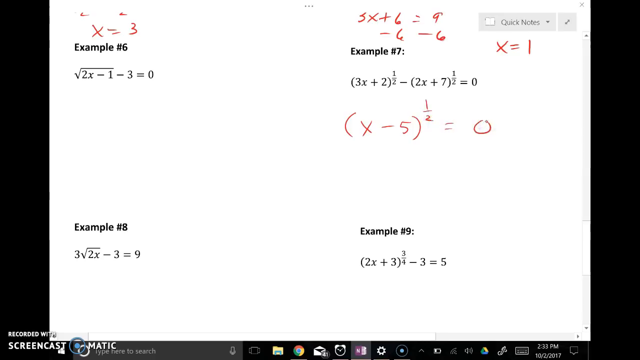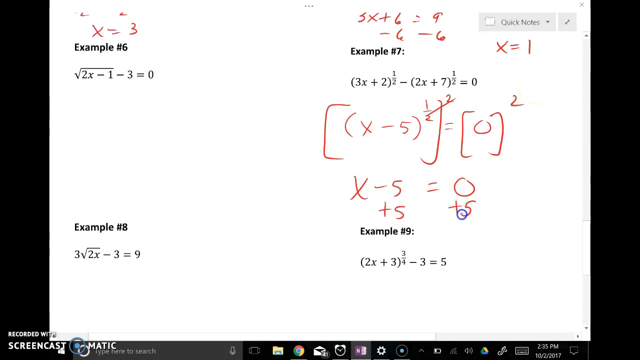So now at this point, I can go ahead and get rid of my 1/2 by raising to the reciprocal power. So I'll raise both sides to the 2nd power, as that is the reciprocal. And then these will go to 1, which is what I wanted. So I get x minus 5. And then 0 squared is just 0 times 0, which is 0. Add 5 to both sides. X is equal to 5.